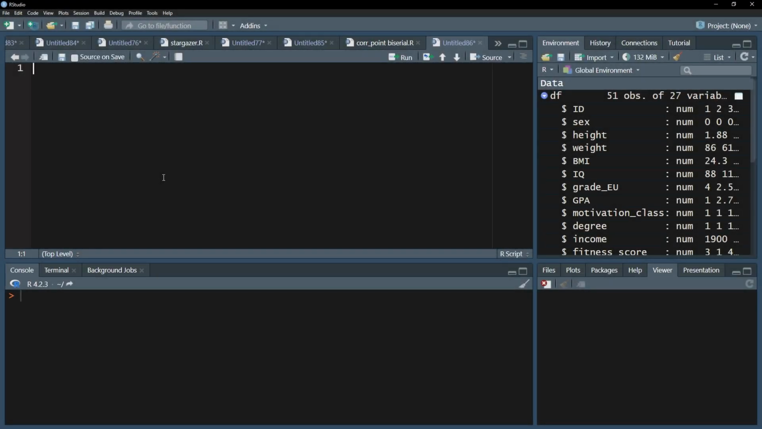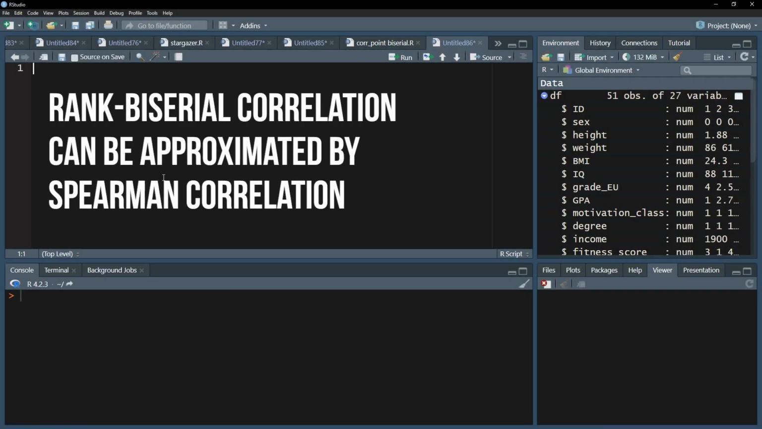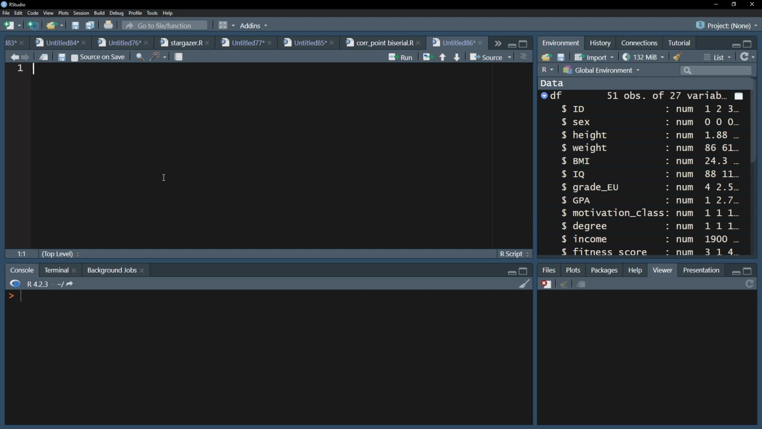Calculation. Since the rank-biserial correlation can be approximated by the Spearman correlation, we can use the cor.test function in R. Simply enter your variables, no particular order is required. Furthermore, add method equals and, in quotation marks, Spearman.